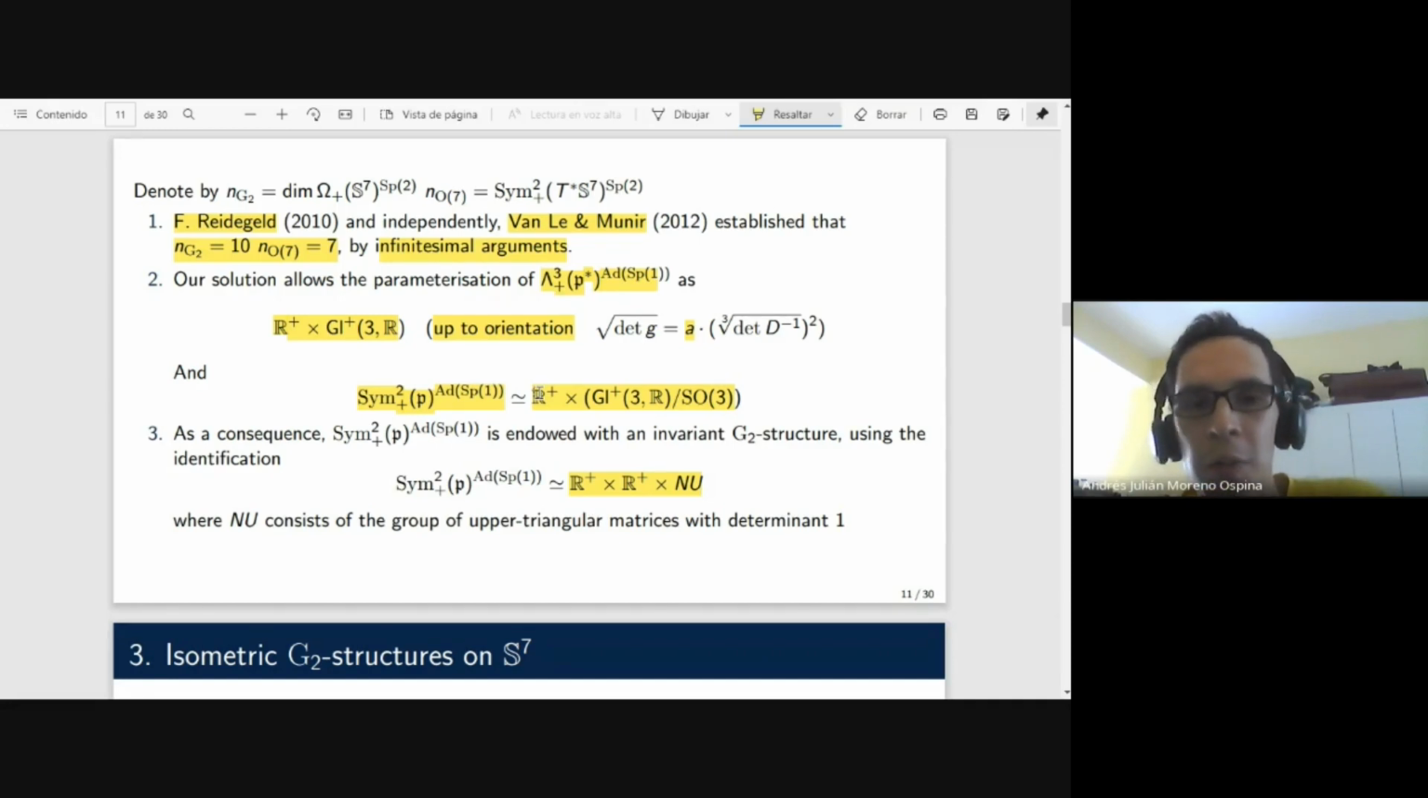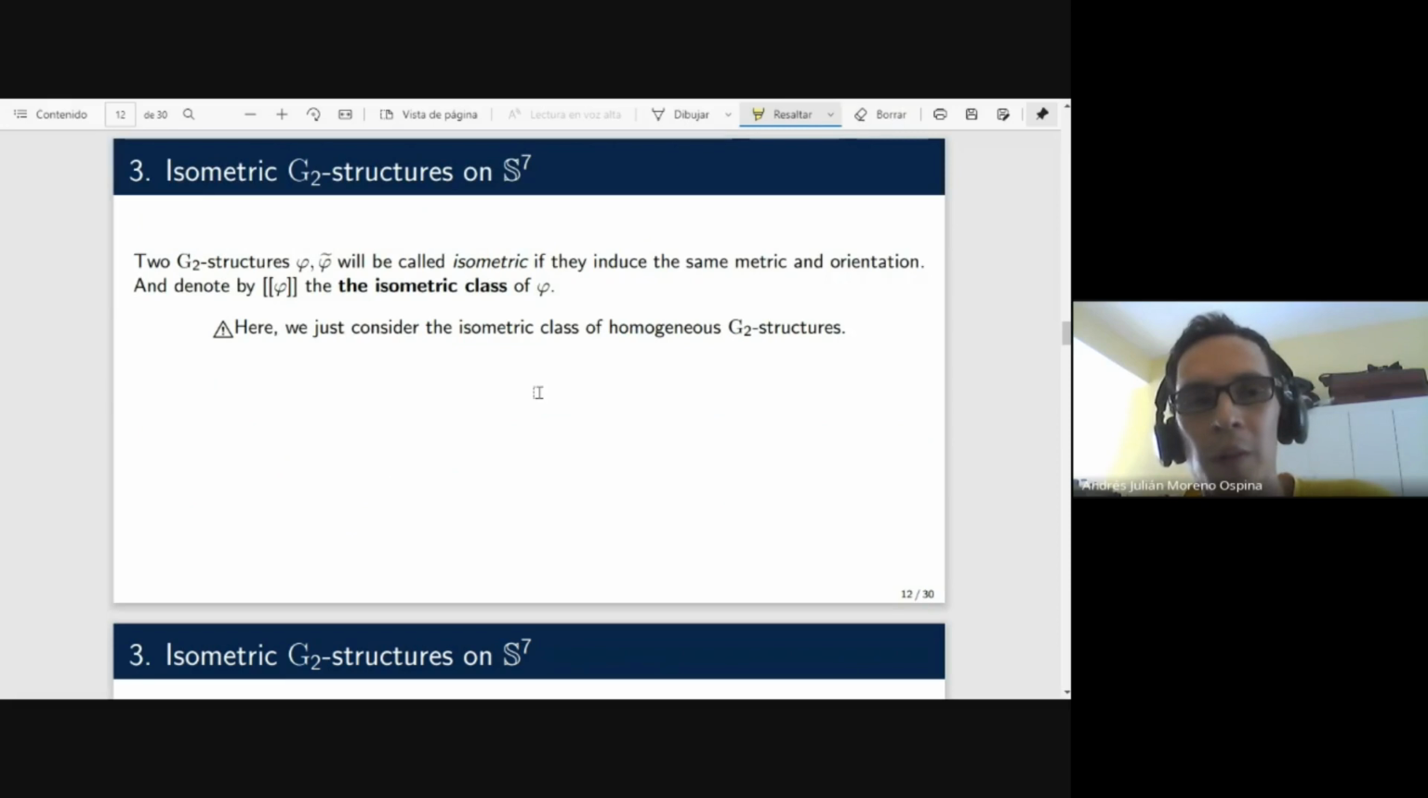But okay, so with this description, we define what it means for G2 structures to be isometric. We say that two G2 structures are isometric if they have the same induced metric and orientation, right? And we denote the isometric class of a G2 structure in this way. It means this is the set of all the G2 structures with the same Riemannian metric and orientation.